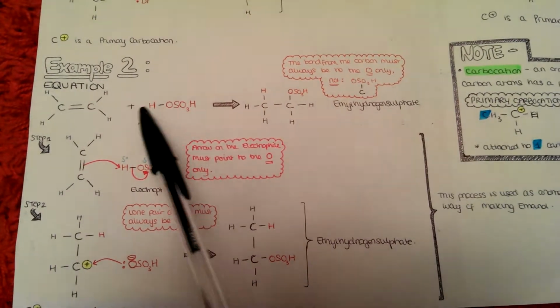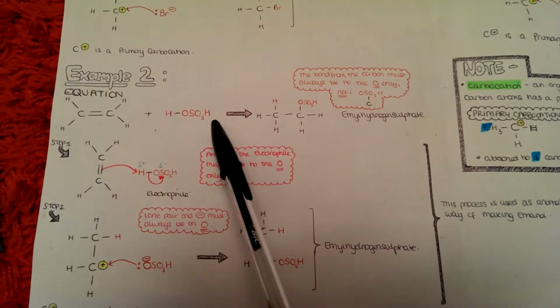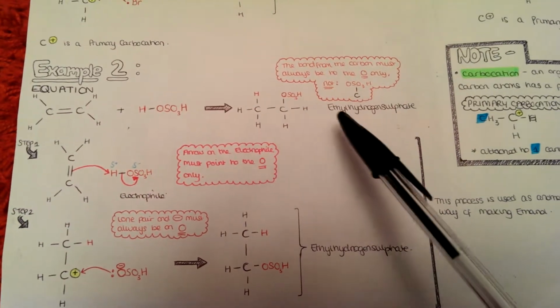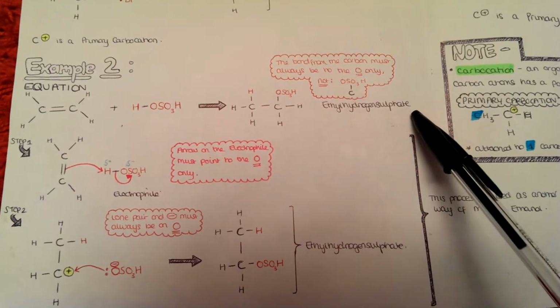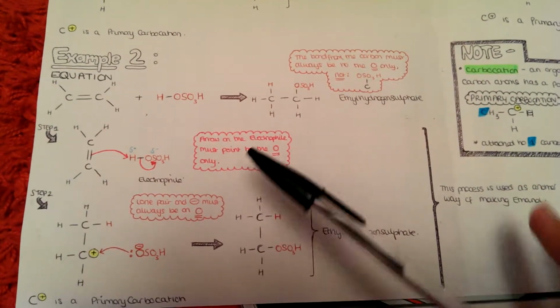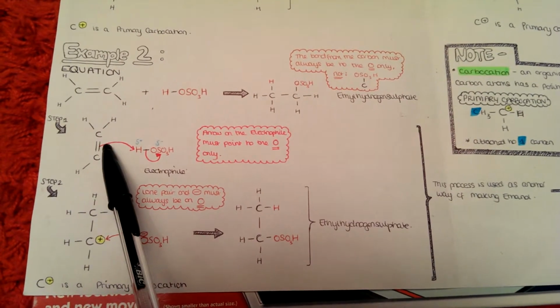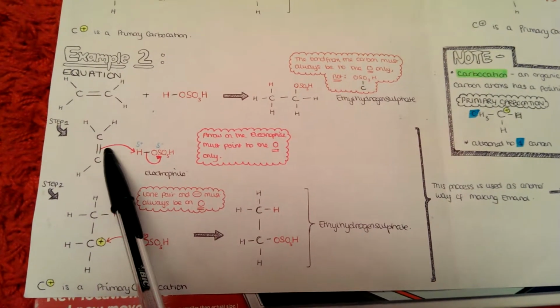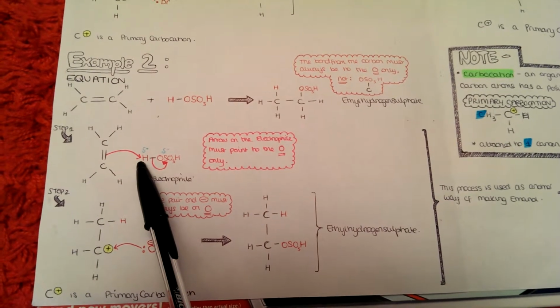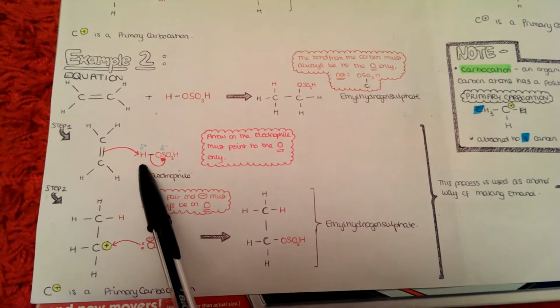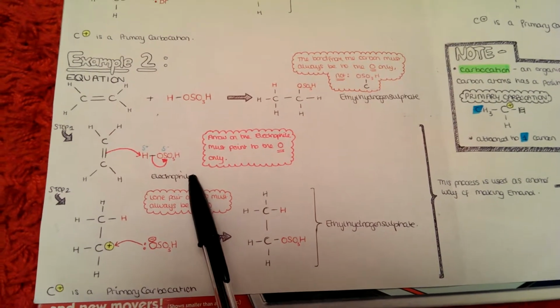The second example is ethene with sulfuric acid. You draw your sulfuric acid like this. You'll understand why when I go through it. To produce ethyl hydrogen sulfate. Step 1 again is to show that the carbon-carbon double bond breaks. This is because the electron density is drawn to the electropositive hydrogen. The OSO3H is electronegative. This again is your electrophile.